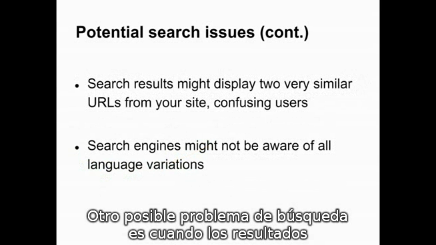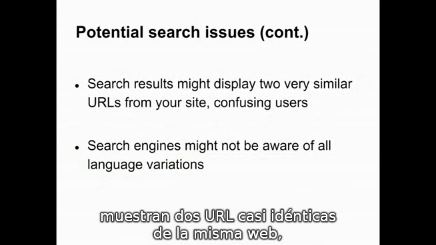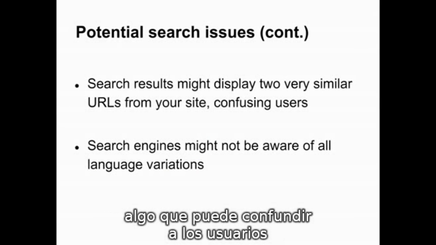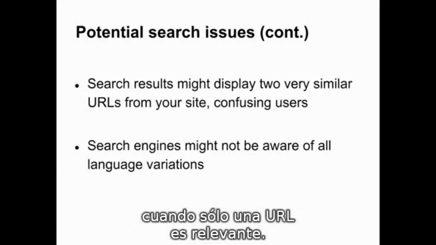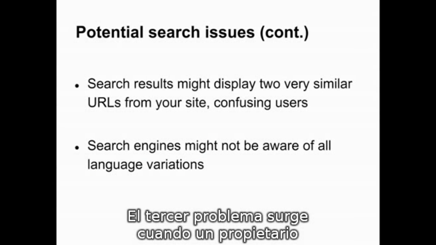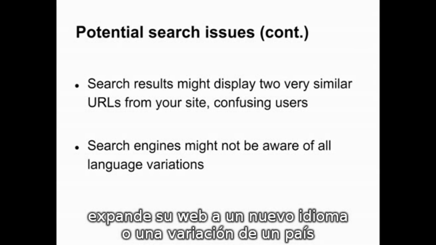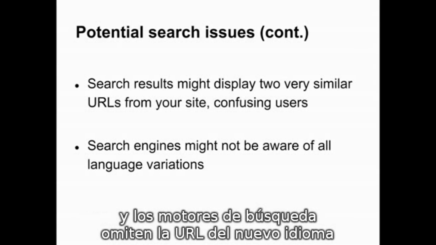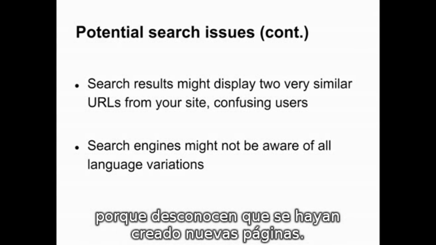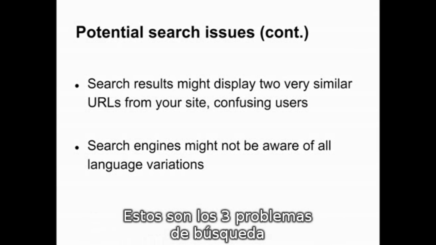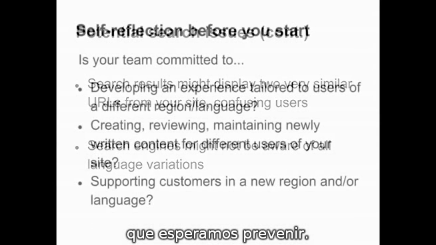Another potential search issue is when search results display two nearly identical URLs from the same site, which may confuse users, when only one URL was more relevant. The third issue is when a site owner expands their site to a new language or country-based language variation, and search engines omit the new language URL because they're completely unaware that new pages were created. These are the three potential search issues that we're hoping to prevent.